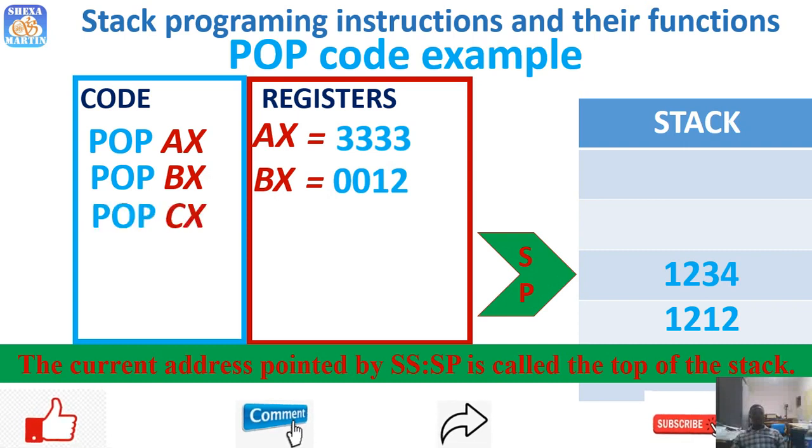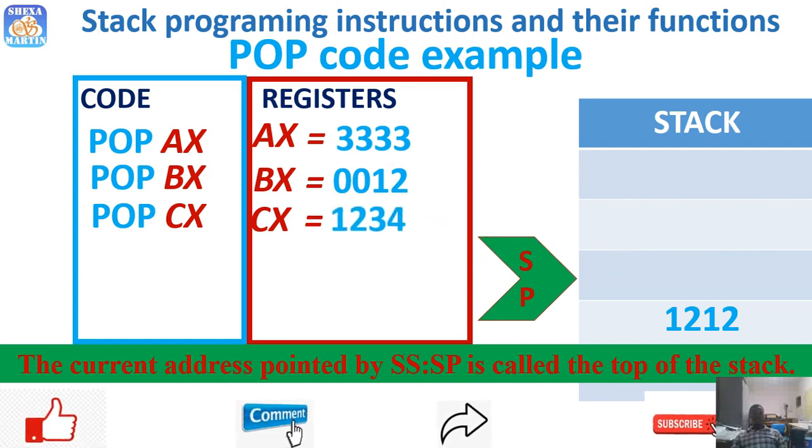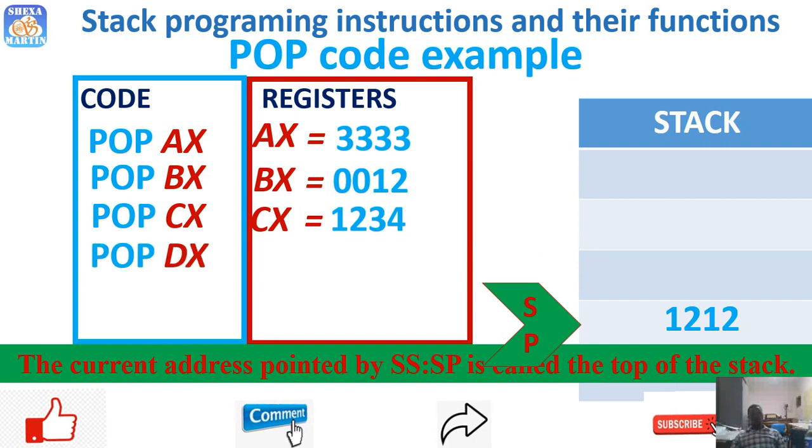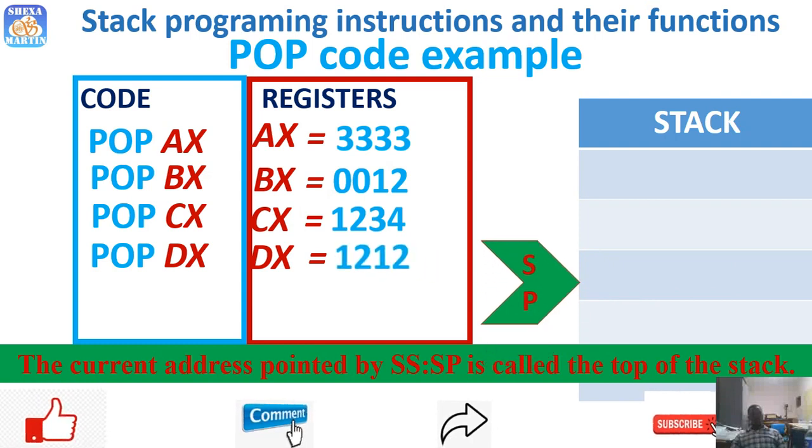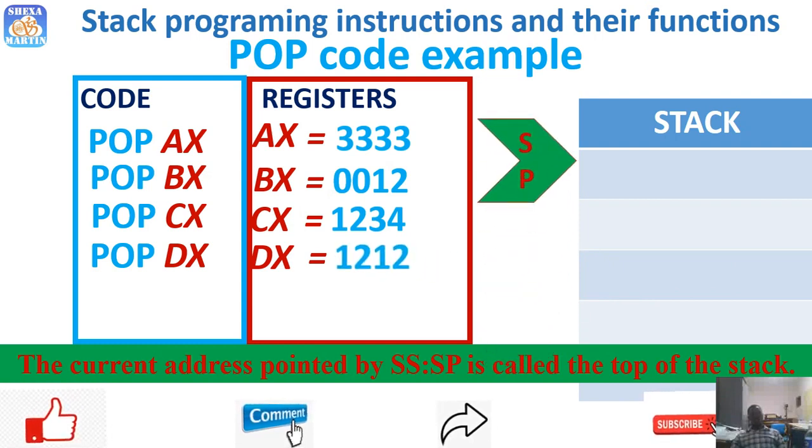We pop CX, and then 1234 is popped into or moved into CX. Same applies with pop DX. I think it's now clear. And then our stack pointer points to nothing, which is what we still call the top of the stack. You get this? So that's the pop code example.